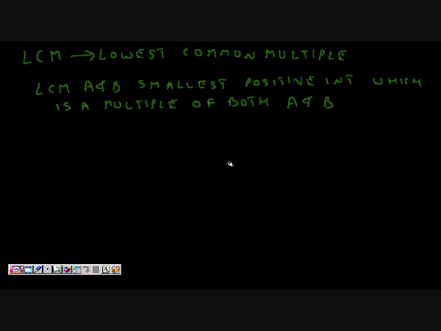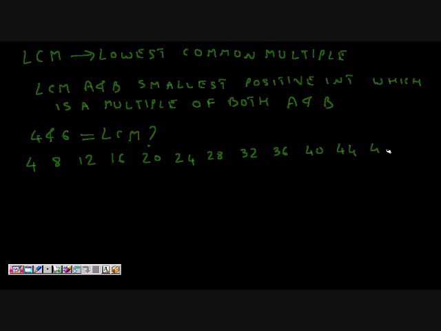So what do we mean by that? Let's try to understand this with a couple of examples. Suppose you're given the numbers 4 and 6 and try to find the LCM of 4 and 6. One of the easiest methods is to find all the multiples of 4 and 6. The multiples of 4 are 4, 8, 12, 16, 20, 24, 28, 32, 36, 40, 44, 48, and so on.